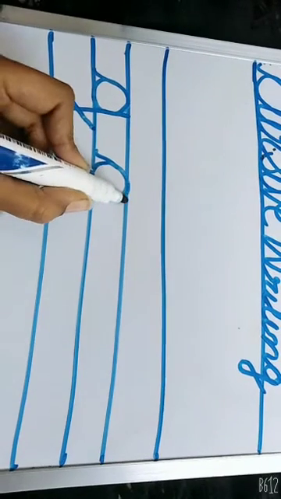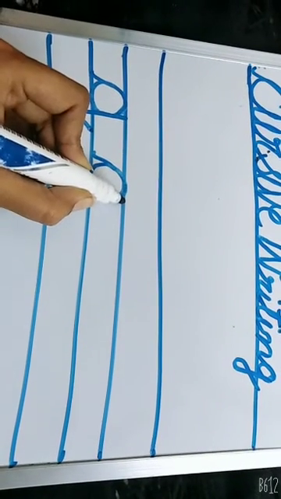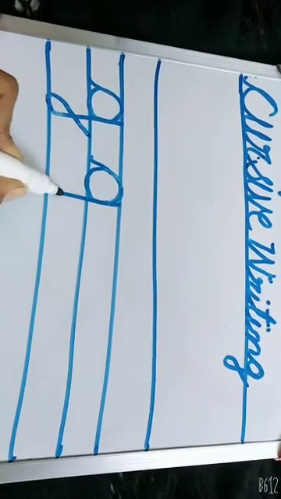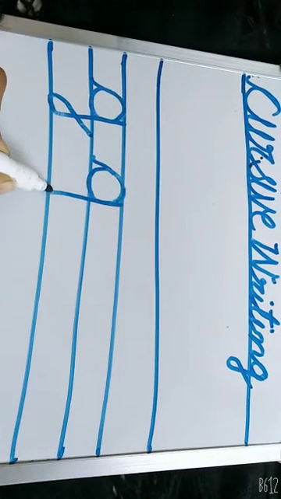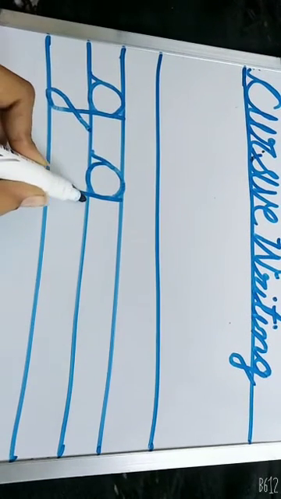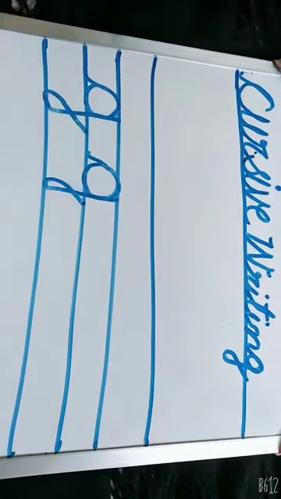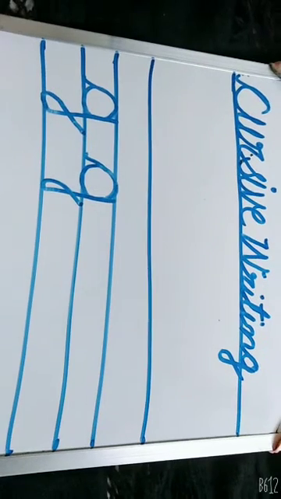Complete this round. Touch the second line. Come back downward. Touch the fourth line. Make loop here and touch the third line. Now pick up your marker.